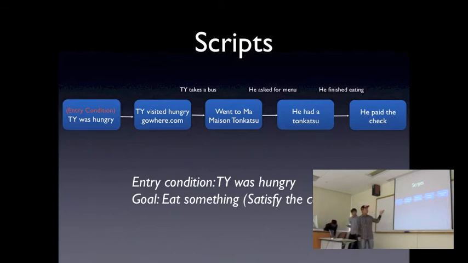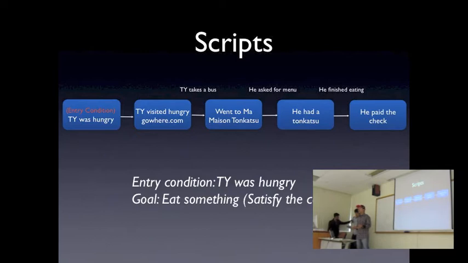Now, if you realize there are some blanks over here, I visited hungrygoware.com. Why is that so? I need to have a reason for doing that, and that's my entry condition. Because I was hungry and I need to find a place to eat good food. Now, my goal is to satisfy my stomach.